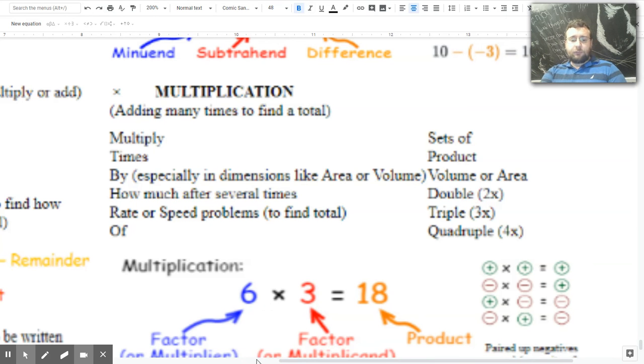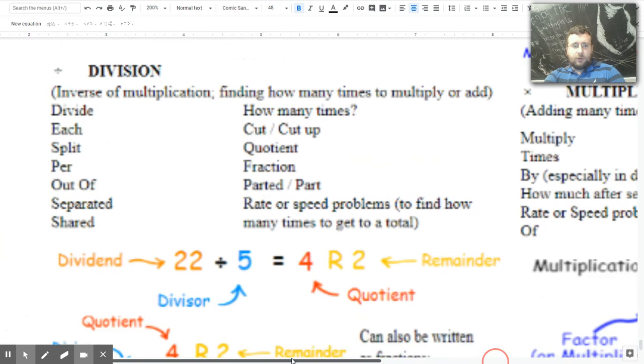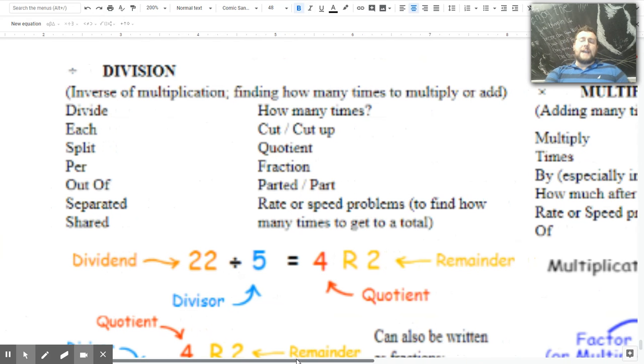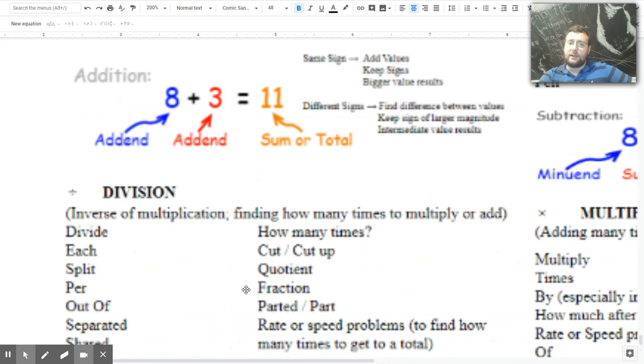the word product, set of, all of these things have to do with multiplication. If you're looking at division, words like divide is probably the most important one, or quotient, fractions, per shows up all the time, out of, or each, all right, separated by, or if you're trying to figure out how many times you need to do something, or if you're working on rate problems, but you're trying to find out how many times you need to do it to get to a certain total. If you're partitioning things, or cutting, or dividing them, all of these are going to be associated with division.